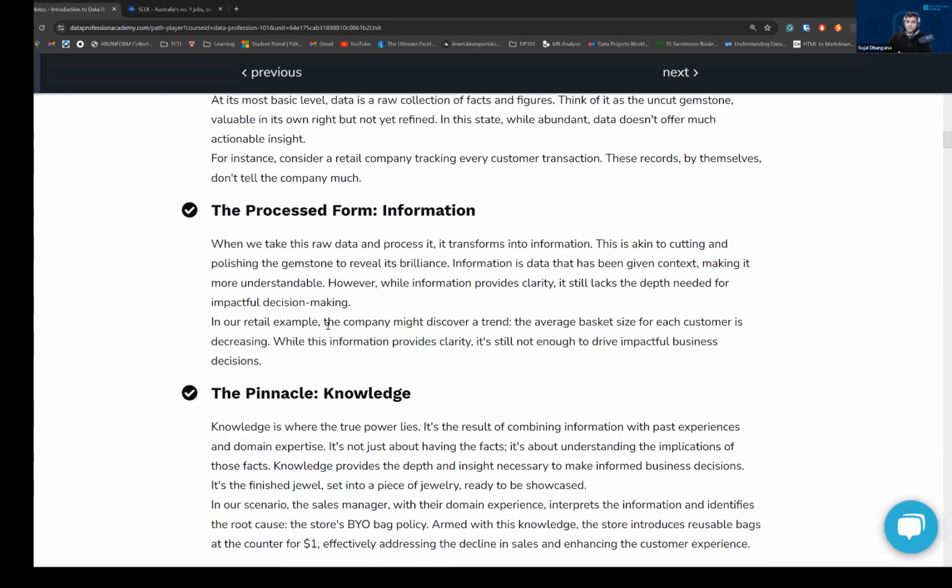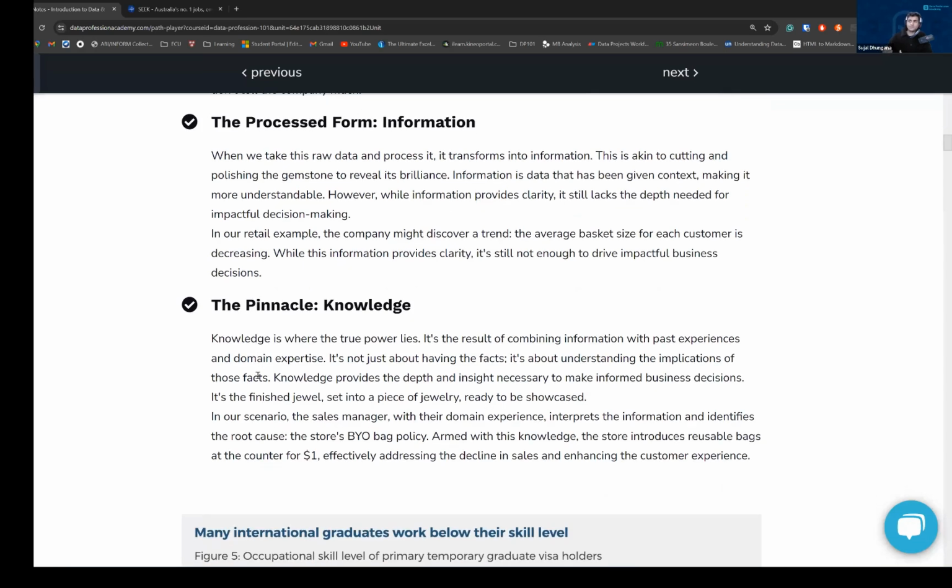In the same example, let's say the company found that the average basket size for each customer is decreasing. Previously people were buying 10 items together. Now they're just buying 8 items together. So they found that trend, and that now is somewhat useful, right? But in order to make it fully useful and generate value out of it, now they have to add something on top of it. And that's the domain experience.